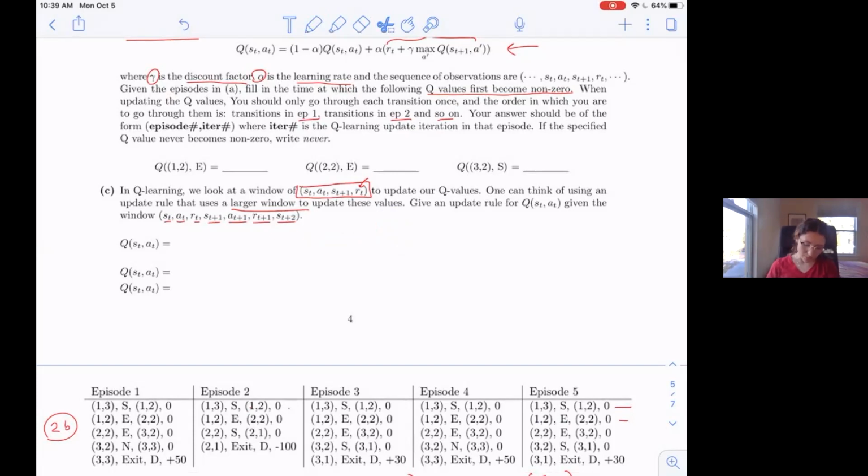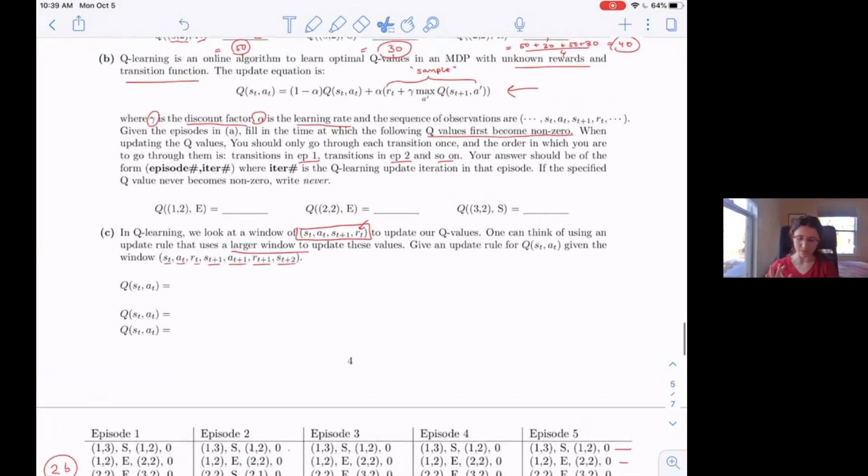So how are we going to go about this? Well, the first thing I would do is write down the standard Q learning update when we just have this intermediate window, because that window still exists right here. These two are the same. So I'm going to write down (1 minus alpha) Q of s_t, a_t plus alpha times r_t plus gamma max over a prime of Q of s_{t+1}, a prime.